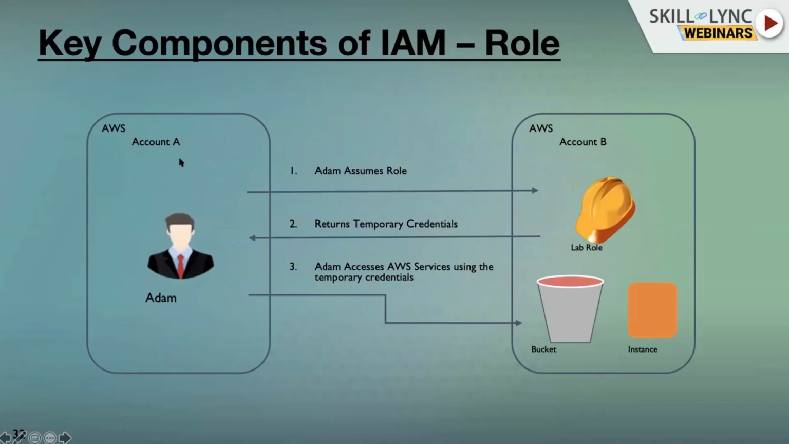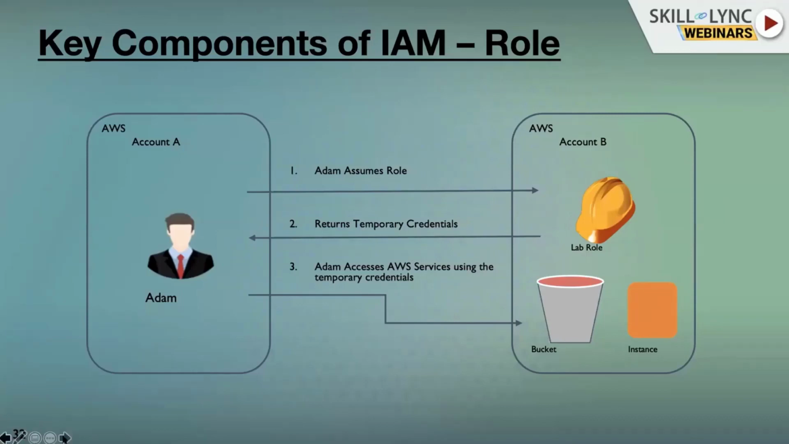So there is a user in account A. We'll assume this is the second scenario. There is a user in account A, and in account B there are services. The user wants to access either an S3 bucket or an EC2 instance in account B. So this user needs access to resources in account B. The way we do it is, in account B, we create a policy first, and then we create a role, and within the role we trust the particular account, account A.